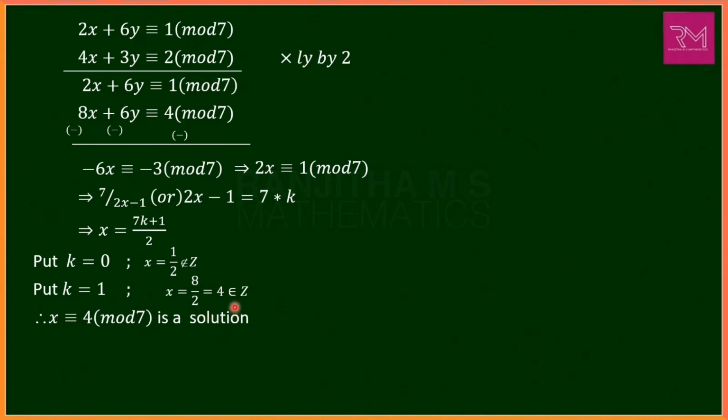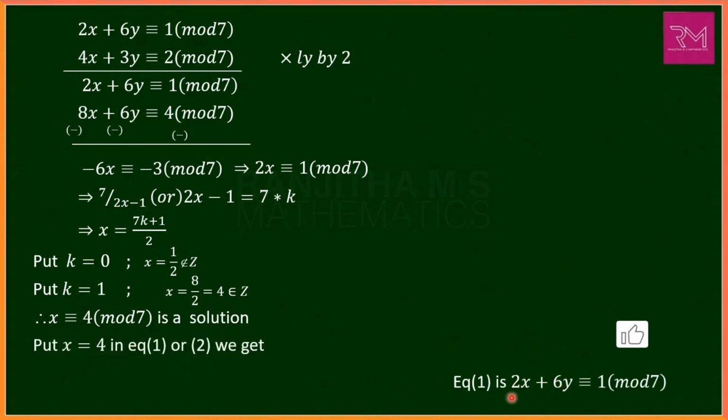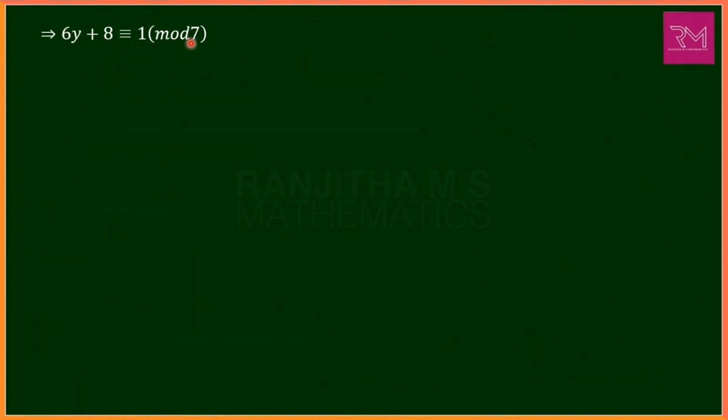Also we have to find the y value. For that we substitute x equal to 4 in equation 1 or equation 2. I am substituting x equal to 4 in equation 1. That is, equation 1 is 2x plus 6y congruent to 1 mod 7. If you substitute x as 4, we get 2 into 4 plus 6y congruent to 1 mod 7. So this becomes 6y plus 4 into 2 is 8, congruent to 1 mod 7. So we get 6y plus 8 congruent to 1 mod 7.